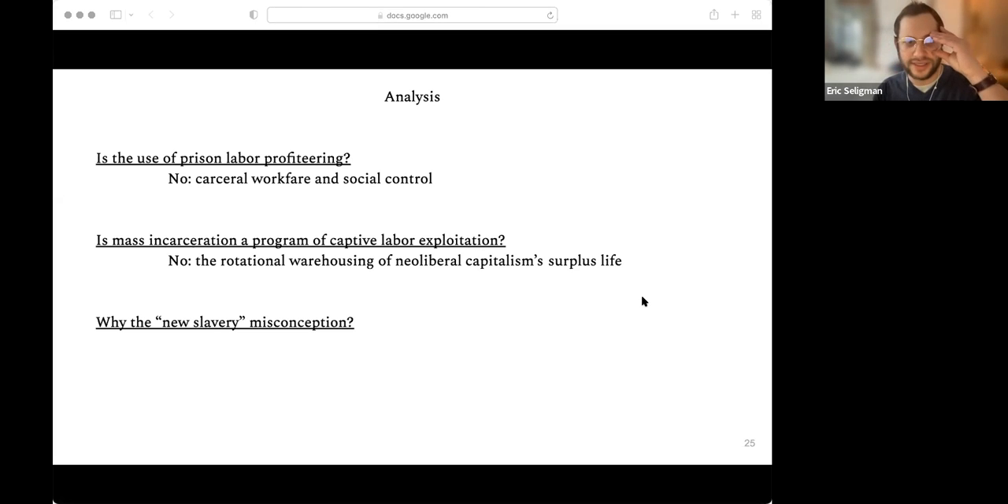I'd be happy to address the last question up here. Why does the new slavery misconception persist in the Q&A? But I'll just close by stating that our view is that the political economy of mass incarceration is not that of chattel slavery, and it's not that of the convict leasing of Reconstruction, both of which were driven by a core imperative to labor exploitation, but rather it's a new, peculiar set of economic arrangements that appears as a network of warehouses for neoliberal capitalism's surplus life.